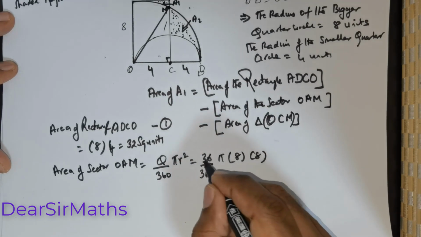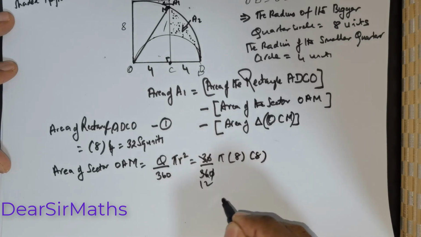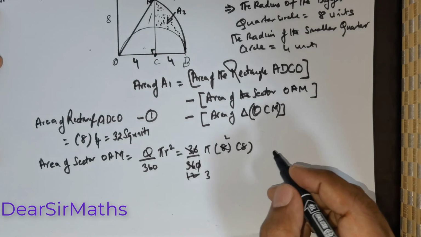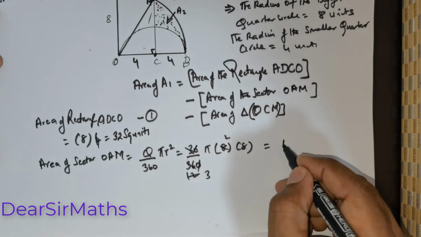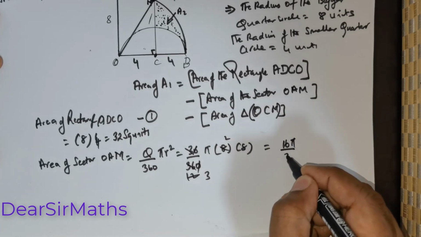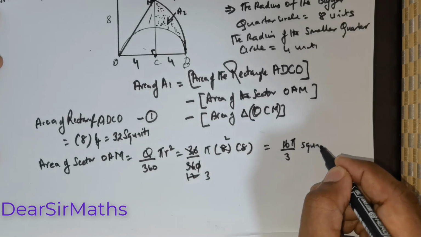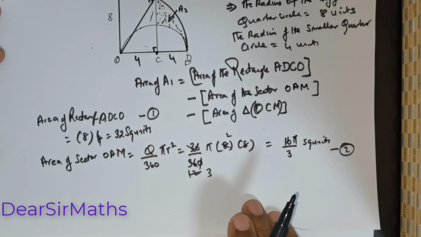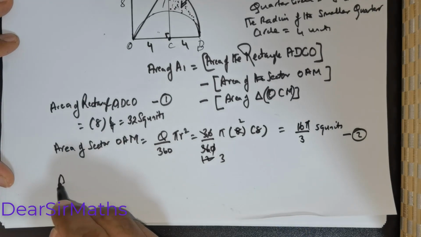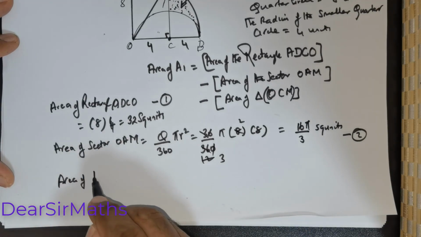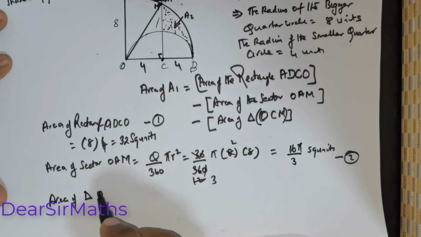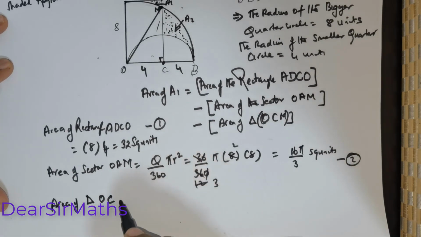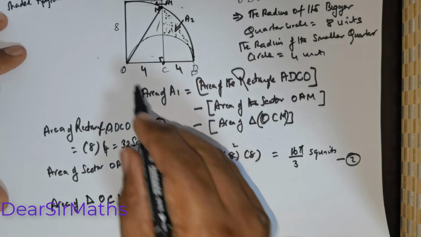So cancel the zeros. 3 divides here 12 times, 4 divides here 3 times, 4 divides here 2 times. 8 times 2 is 16 pi divided by 3 square units. So that is step 2. What is step 3? Area of triangle OCM. Area of triangle OCM.